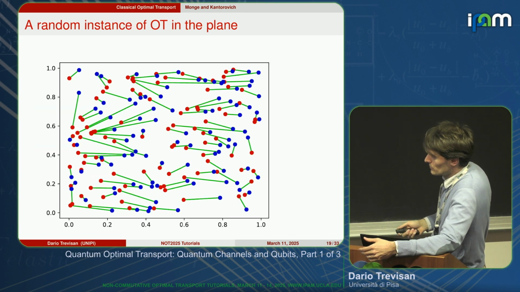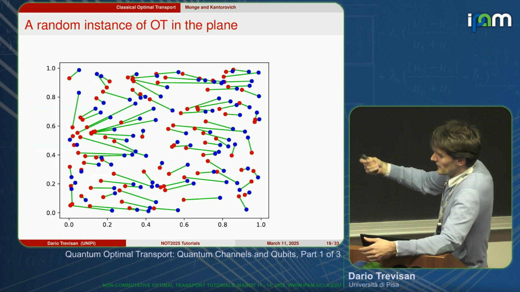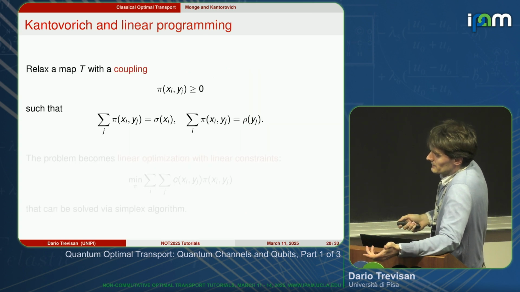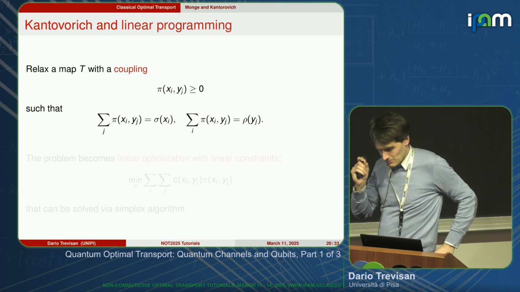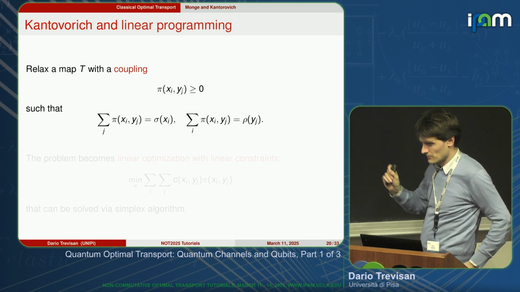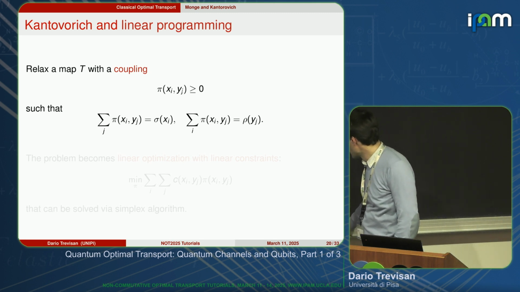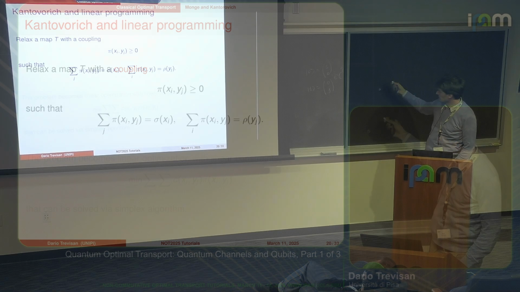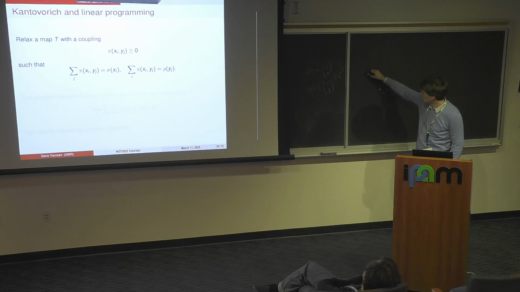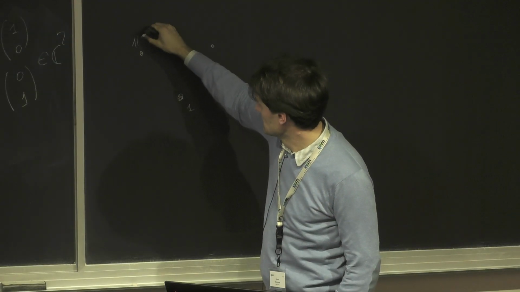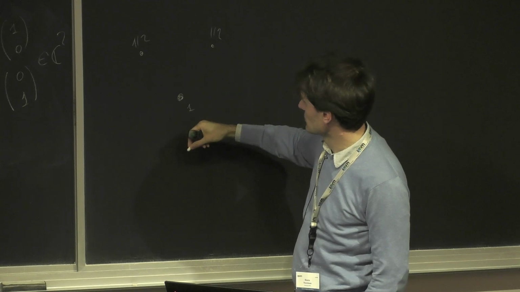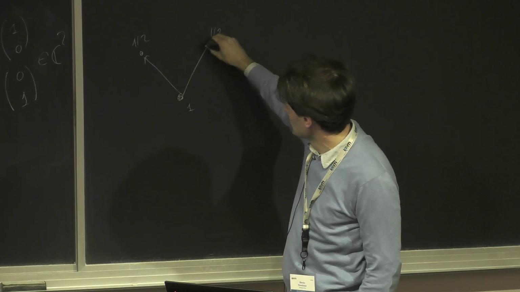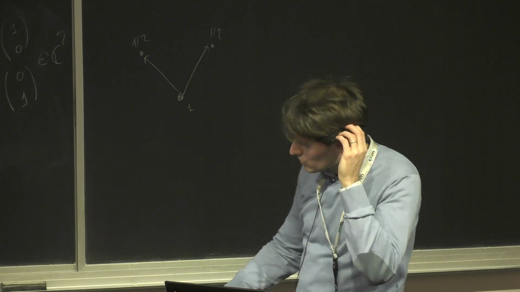Now, what is the problem? If you do simulations with points, you can try to find this map, but you find out immediately that in general you cannot find precisely a map. For example, if in one distribution two points are overlapping, so you have one point which weighs 1, and the other distribution has two points which weigh 1/2 each, a single map cannot do the job. You will need to split the mass. So how do you split the mass?